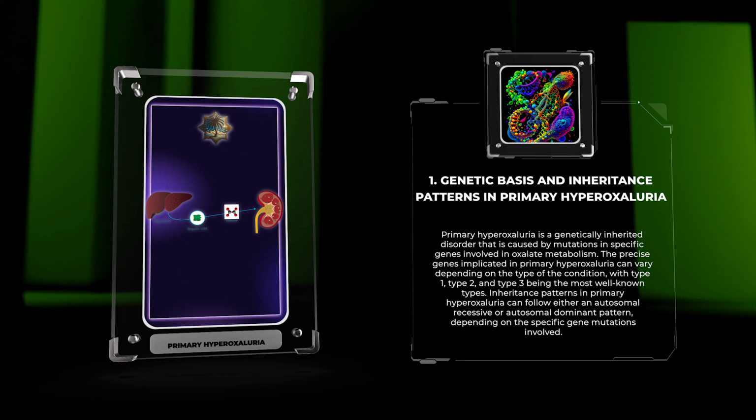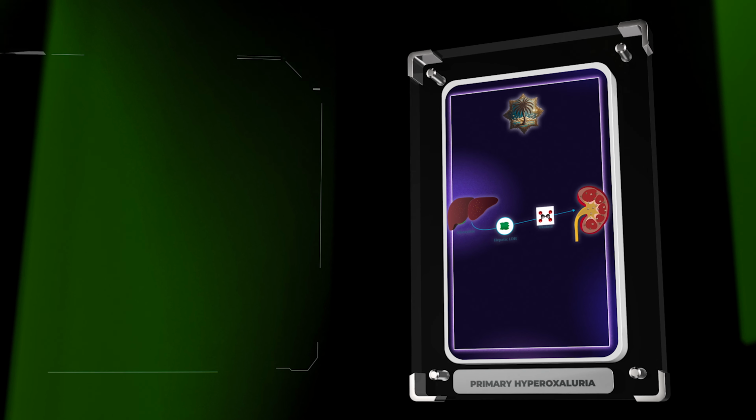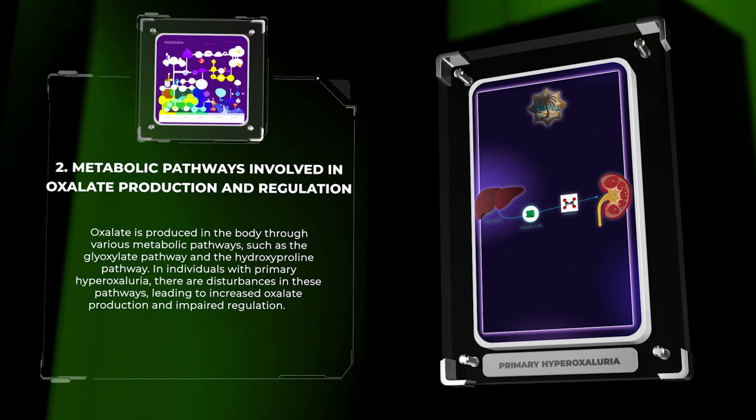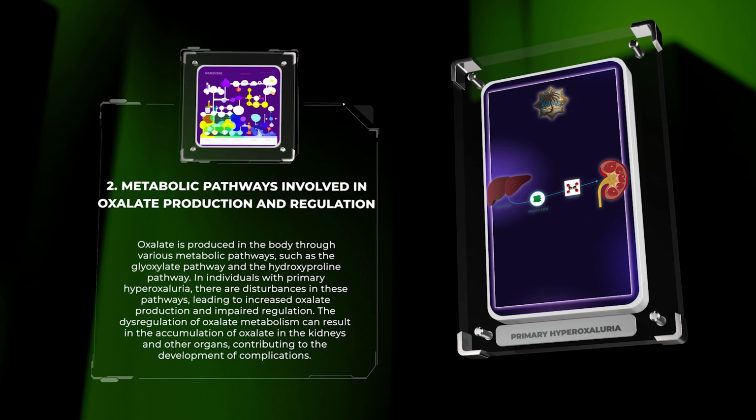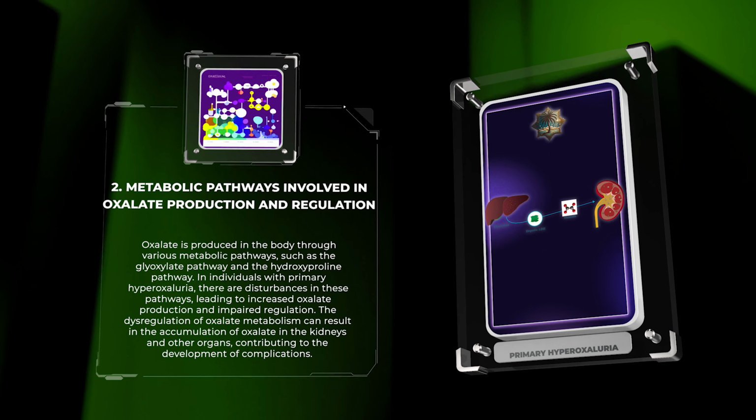Oxalate is produced in the body through various metabolic pathways, such as the glyoxylate pathway and the hydroxyproline pathway. In individuals with primary hyperoxaluria, there are disturbances in these pathways, leading to increased oxalate production and impaired regulation. The dysregulation of oxalate metabolism can result in the accumulation of oxalate in the kidneys and other organs, contributing to the development of complications.